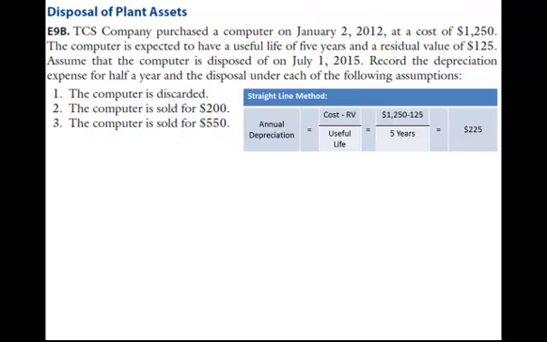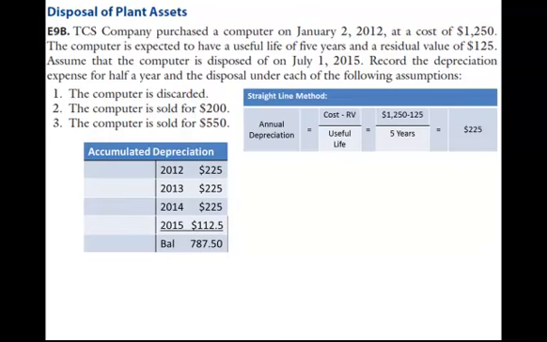Using the straight line method, we take our annual depreciation and put it into our equation, and we come up with a depreciation of $225 annually. Then taking a look at our accumulated depreciation T account, you can see I have recorded for 2012, 2013, and 2014. Because remember, with the straight line method, the annual depreciation is the same every year.